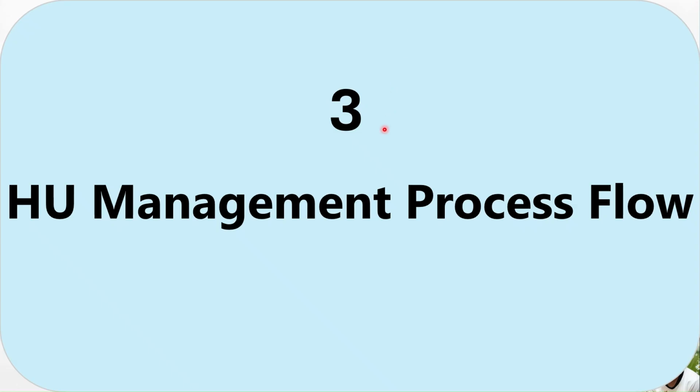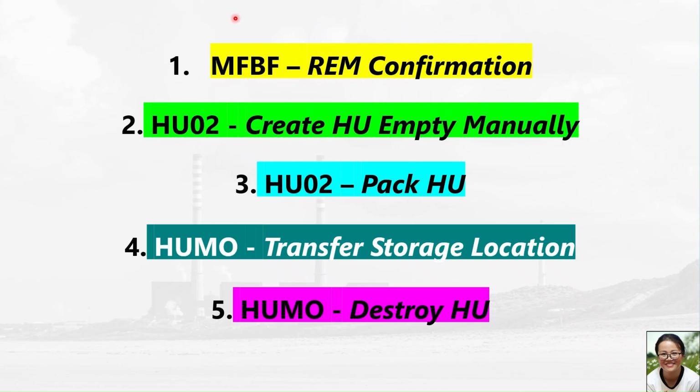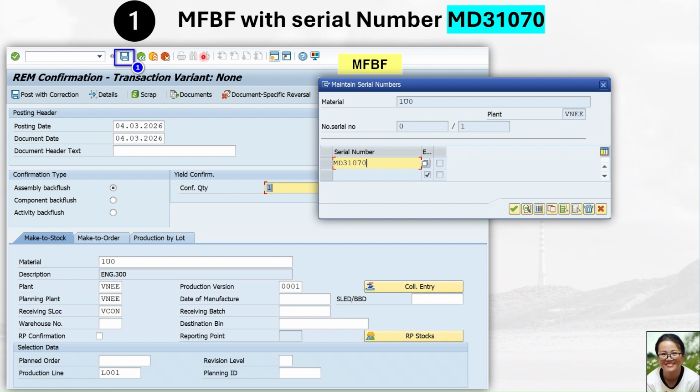And next, we will go to the HU management process flow. HU management flow we will have 5 main transactions. We will go to the first one. We will use MFBF with a serial number 70. This is a screen of MFBF.